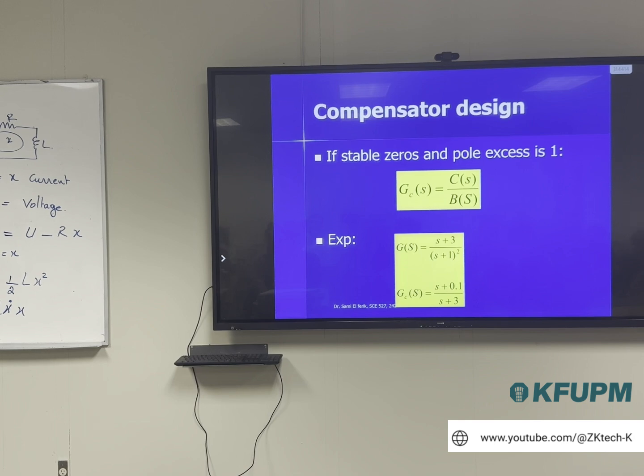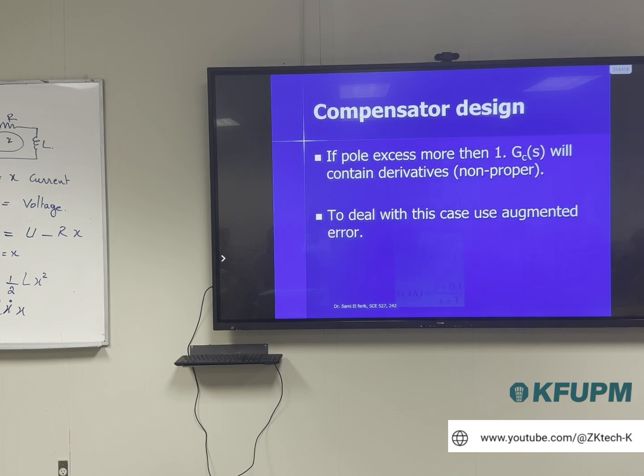The same for GC, the same PI, because PI is strictly output passive. Yes, so it's not an issue.